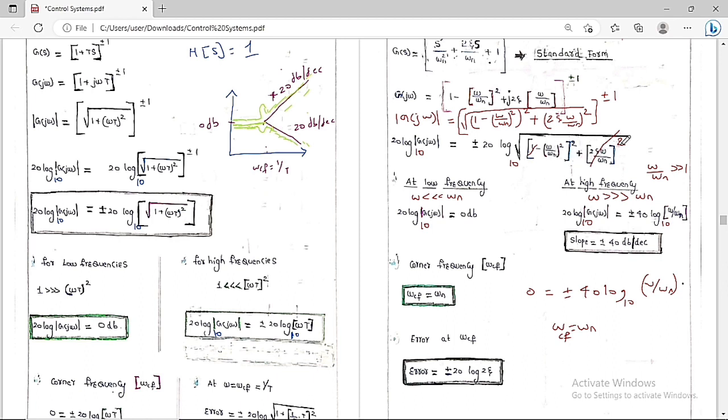So we are going to get 2 zeta whole square. So the root and 2 are going to get cancelled. We are going to get only 2 zeta inside. So what is the exact value? The exact value is equal to plus or minus 20 log 2 zeta with the base 10.